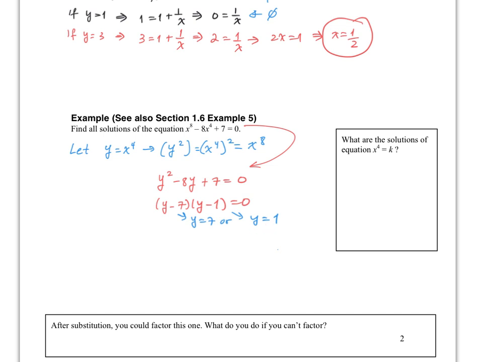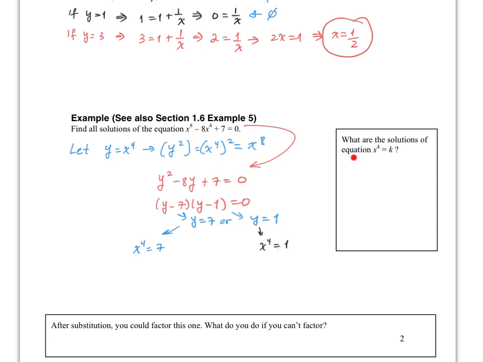But that's not the equation. The equation is this one. But that's where the substitution comes pretty handy. So from here we have therefore that either x to the 4 is equal to 7, or x to the 4 is equal to 1. Now this is the part where you have to be very careful. So let's look at this side.